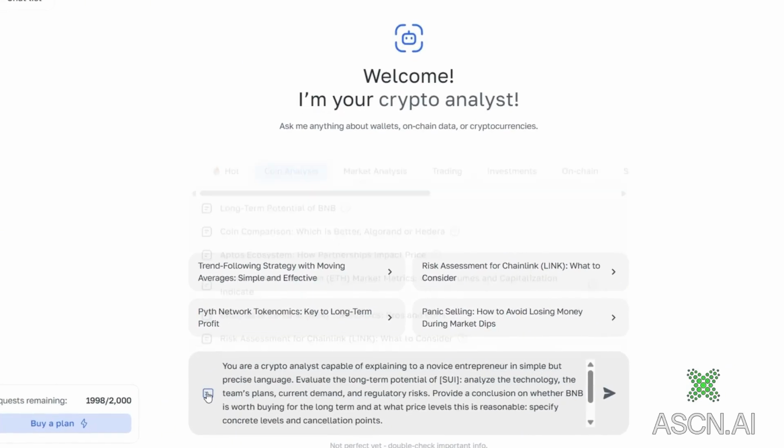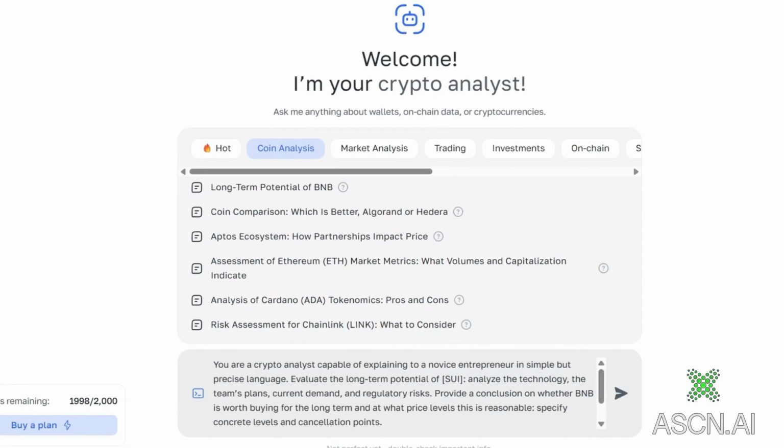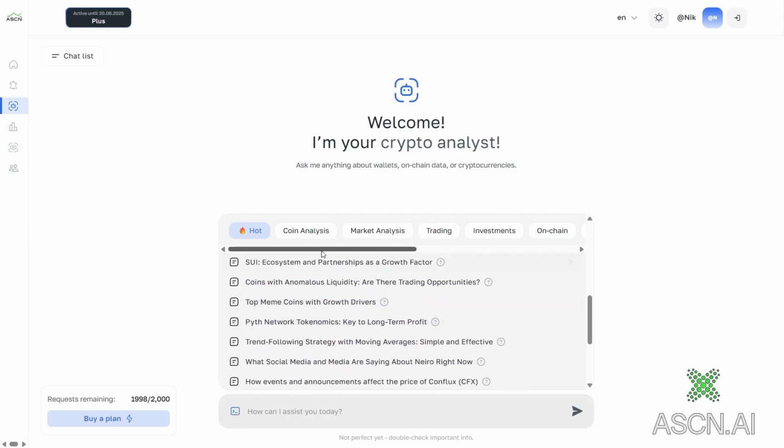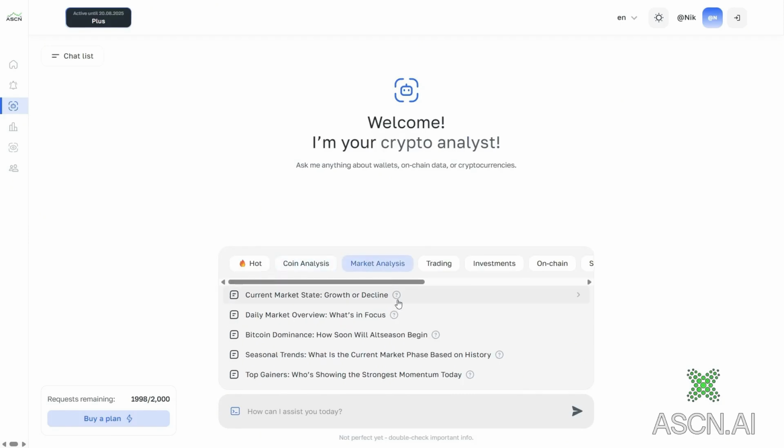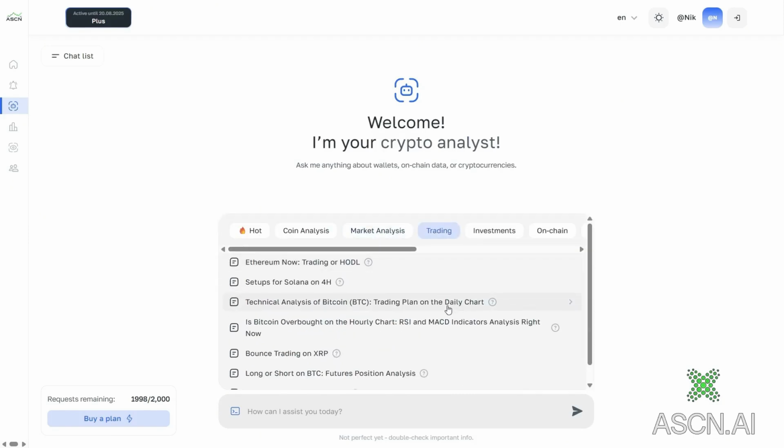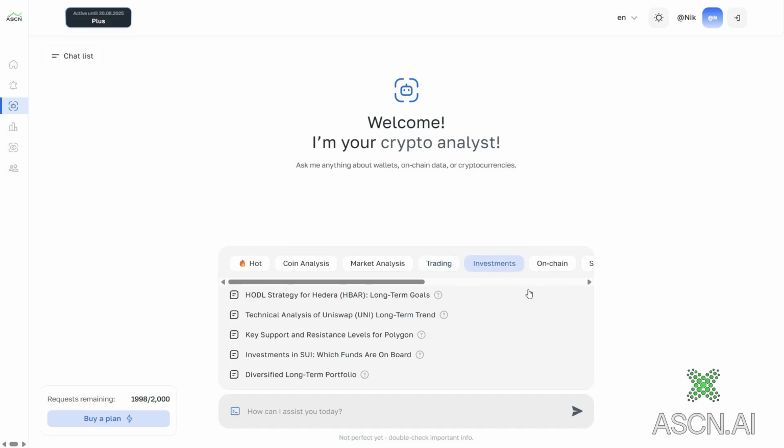They are sorted by coin analysis, market analysis, trading, investing, and much more, so you don't have to think about how to phrase things for the neural network. You can simply go to the AI assistant, open the prompt library, select the prompt you need, customize it for yourself, and send it to the AI assistant, which will then prepare a response based on your prompt.